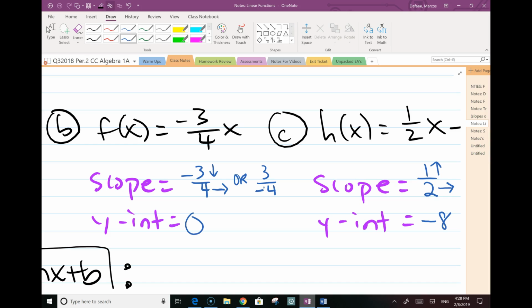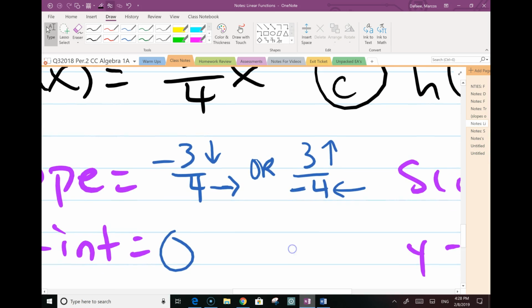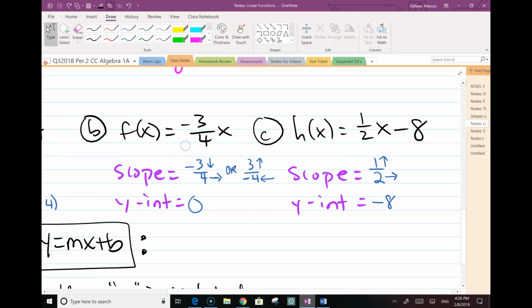And to demonstrate this, 3 would indicate going up, while the negative 4 would mean you would have to go to the left. And if you look very carefully, you can see that the numerators are opposites of each other, and the denominators are also opposites of each other. And so you do cover the same concept, you're just relocating at a different place of the line.